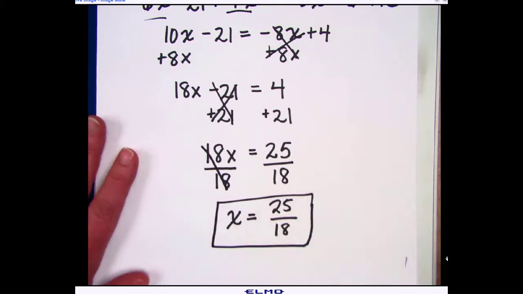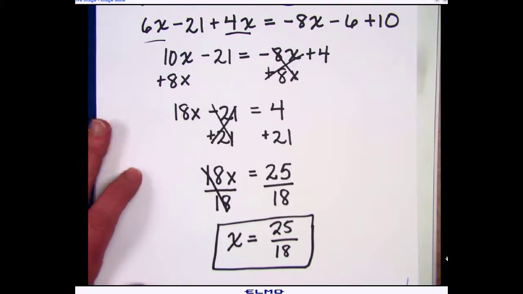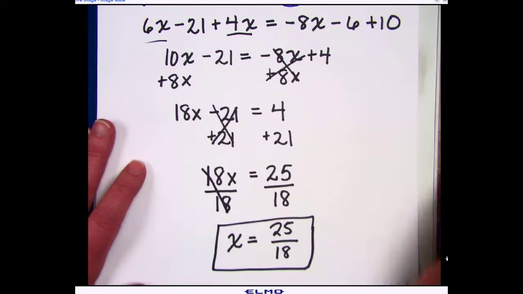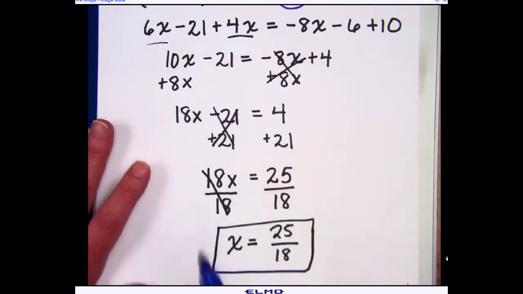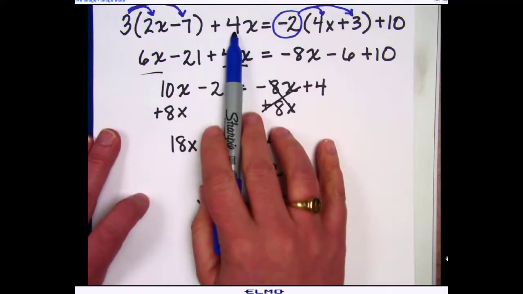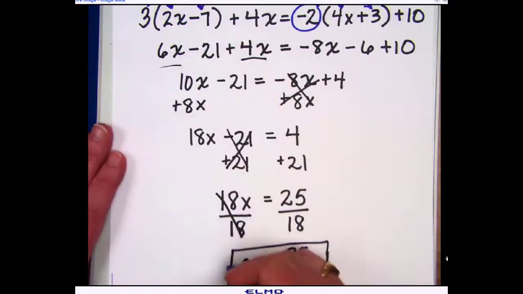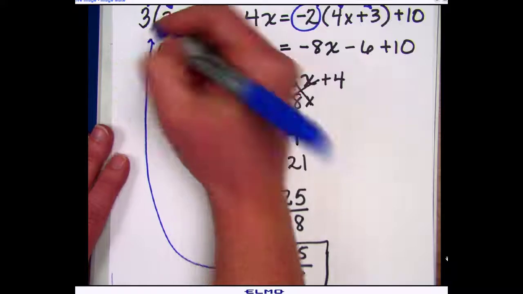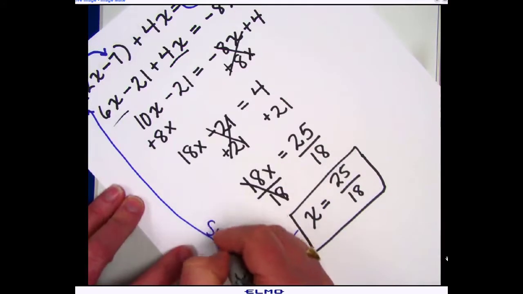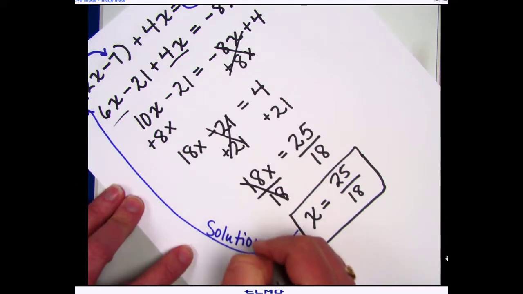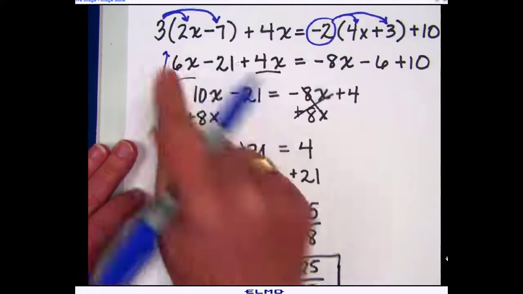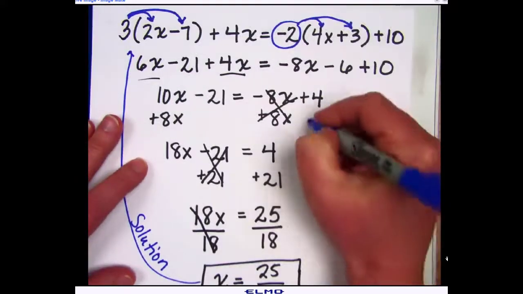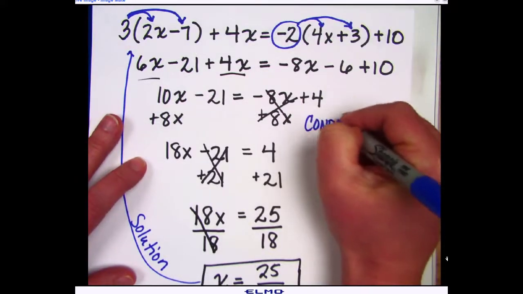Now, this is nothing new. We've done examples like this in the past. This is our solution. We can plug it in and check it. What is new is how do we classify our equation? If we derive a solution, then we classify our equation as being conditional.